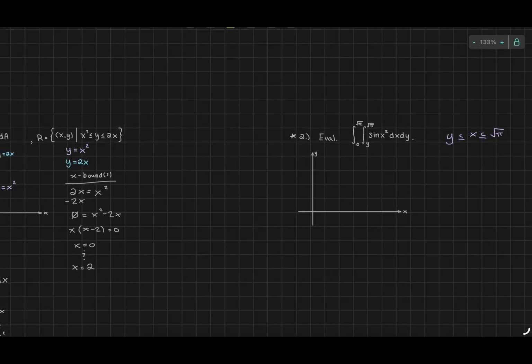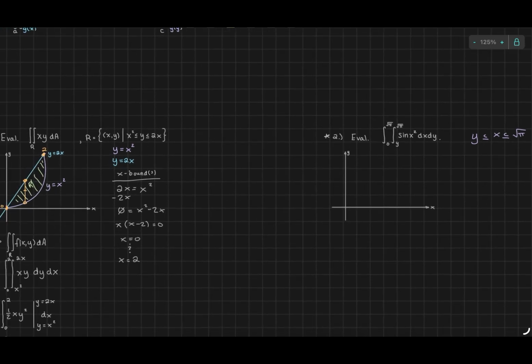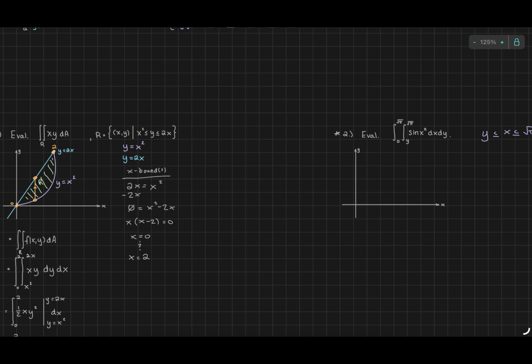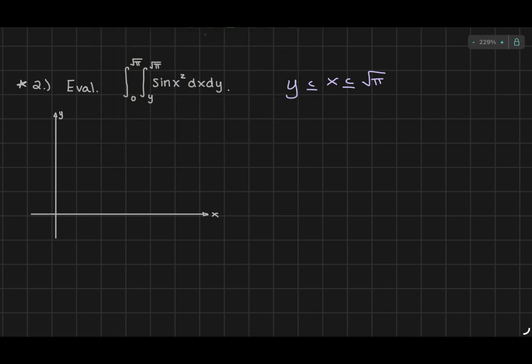And perhaps that was more obvious when we were doing our set builder notation over there, when we had y is equal to x, and x is equal to the square root of pi. Oops, square root of pi. So similarly, we're going to do the same thing with our y function. We're going to have 0 is less than or equal to y is less than or equal to the square root of pi, meaning y is equal to 0 and y is equal to the square root of pi.